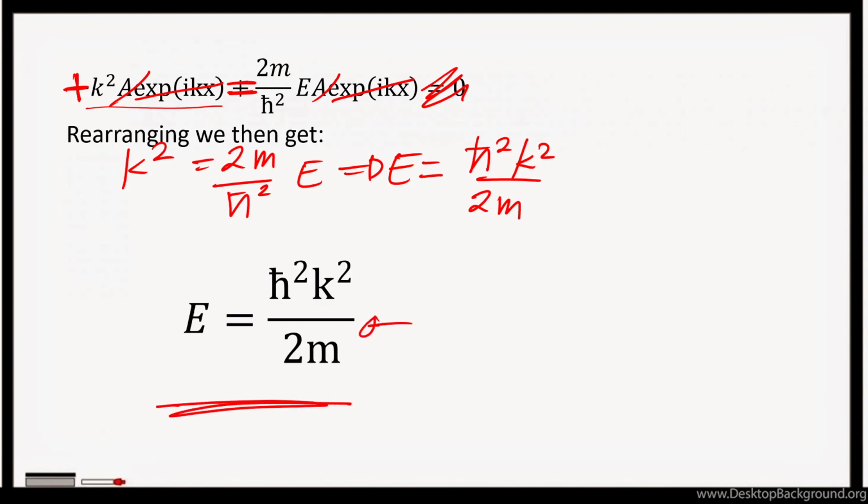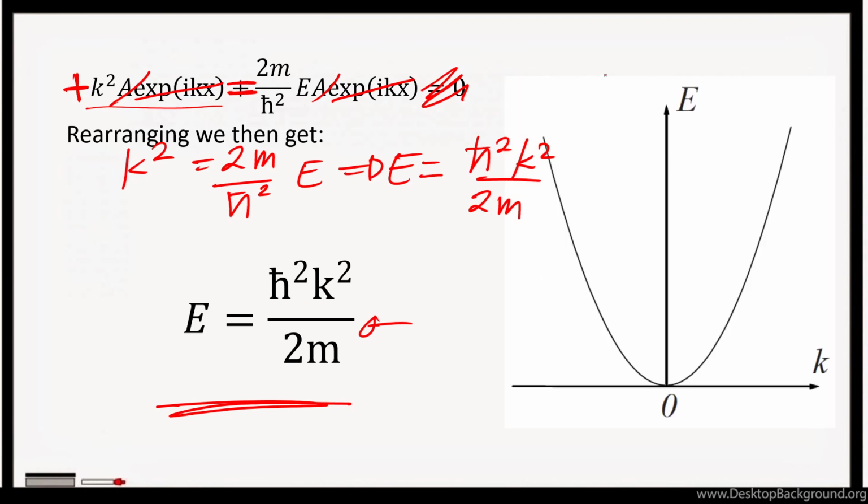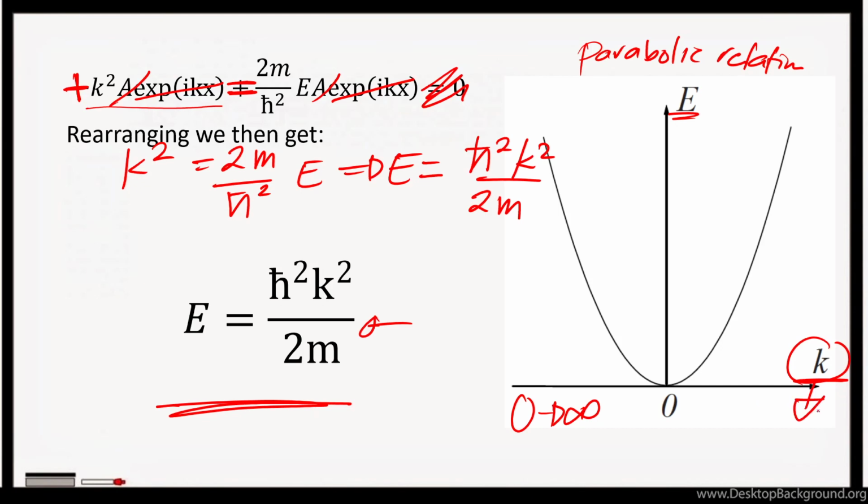And this is an equation of a parabola. So this is a parabolic relation with respect to E and K. So E is proportional to the square of K. And we'll see that E can assume any value from 0 to infinity and depends on the value of our wave number, K.